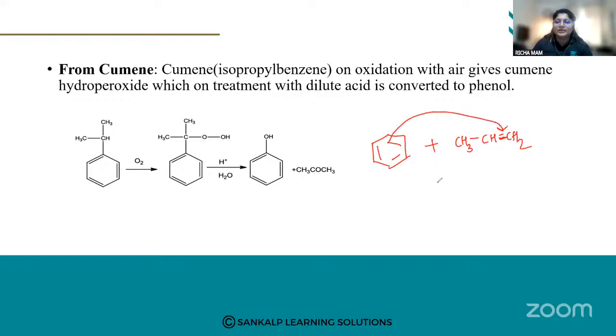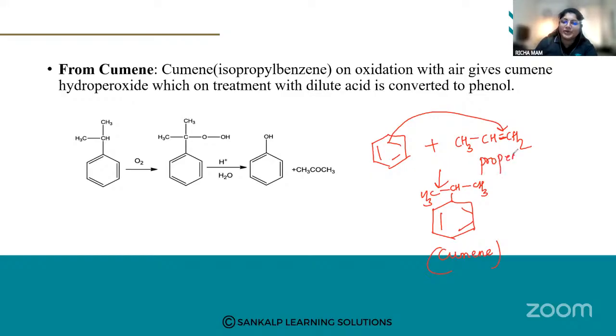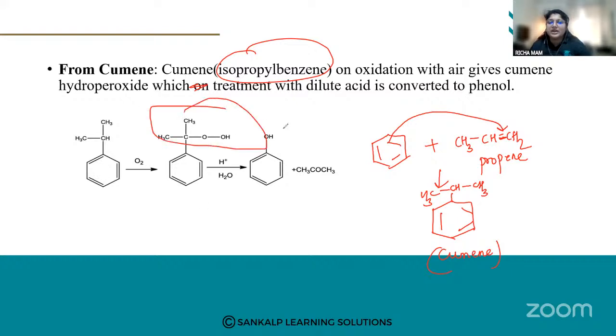So I get isopropyl benzene, or it is called cumene. When we react benzene with propene, I get isopropyl benzene, which is called cumene. Cumene we further oxidize to give cumene hydroperoxide, and further treatment with dilute acid will give you phenol.